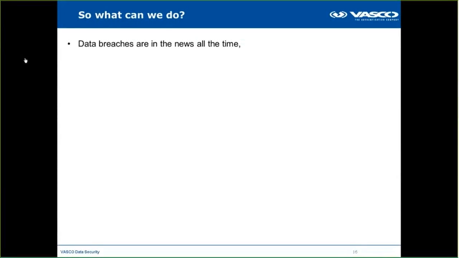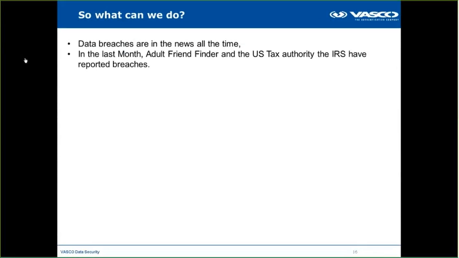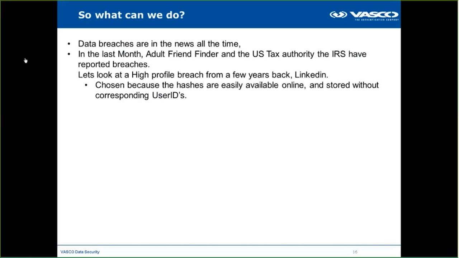So let's have a look at what we can do. There are data breaches in the news all the time. In the last couple of months, we've seen Adult Friend Finder, the US Tax Authority, IRS, Carphone Warehouse very recently just published that they've lost potentially 2.4 million user records. So there's data breaches out there happening all the time.